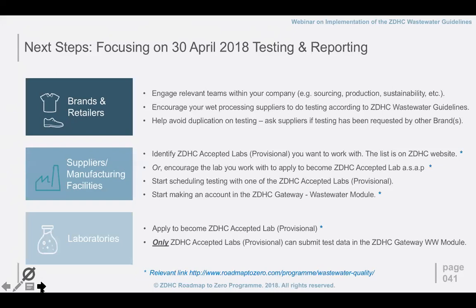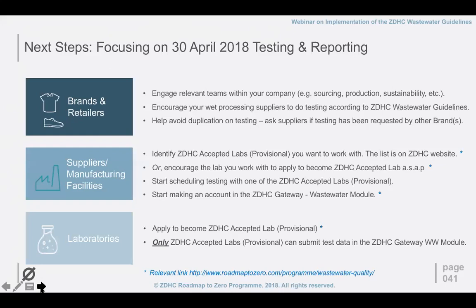And one thing that is very important is that we want to encourage you to avoid any duplication on testing, because we noticed that sometimes one supplier got asked by a couple of brands to test exactly the same standard, which is the ZDHC guidelines, and that is the exact thing that we want to avoid in the industry. So please ask your supplier if testing has been requested or even has been done as per request of other clients that they work with.